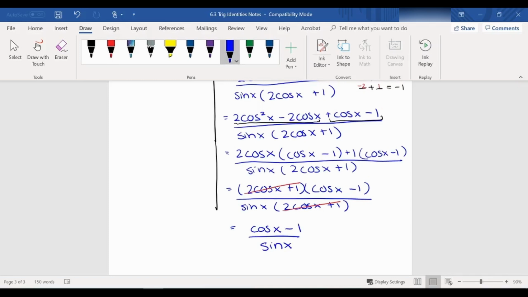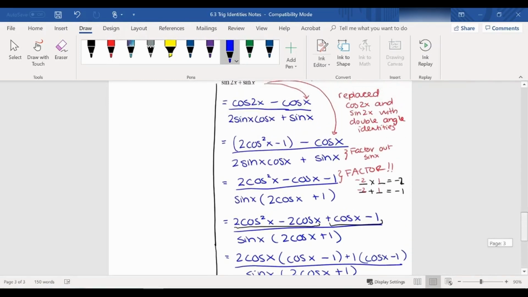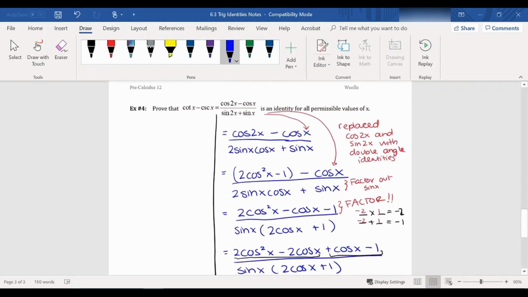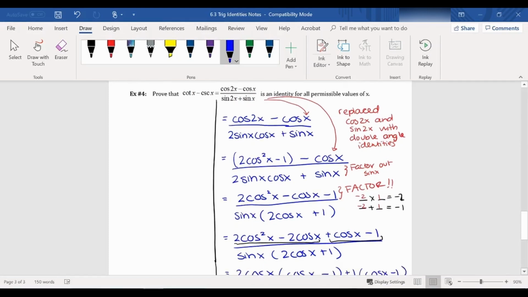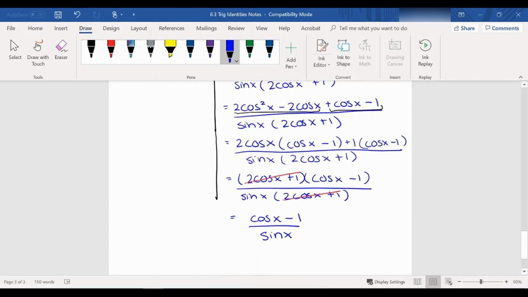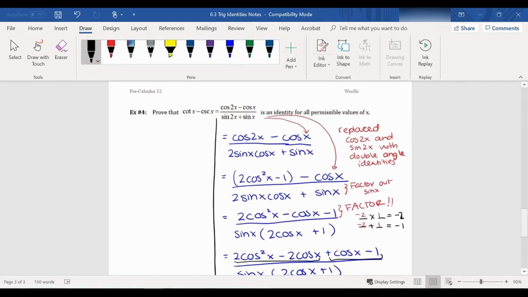Now the question is, is this what we started with? And the answer is no. That's because we changed everything to sine and cosine and fixed it all up on the right, but we did not change the left. We need to fix up the left as well and see if this will end up equaling cosine x minus 1 over sine x. So we're going to work on the left side completely separately.